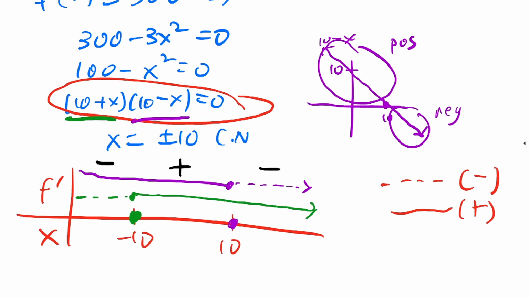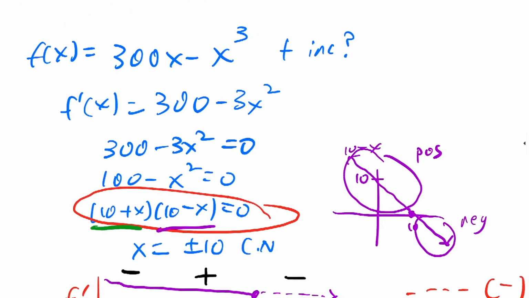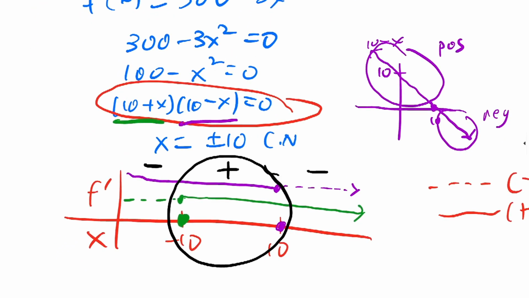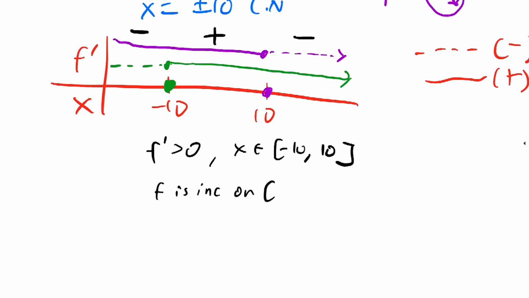Okay, so now that we're here, let's go back to our question. When is f increasing? So when is f prime positive? Right here. So our answer: f prime is positive on the interval from negative 10 to 10. And you could include the endpoints or not, it doesn't really matter. So f is increasing on this interval as well. So that's how we use the sign chart to do this.